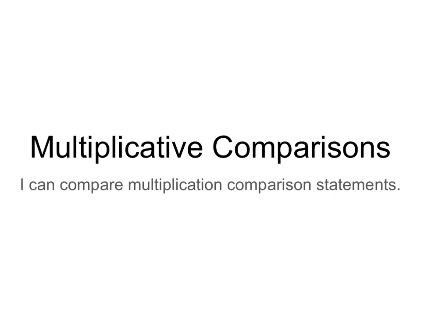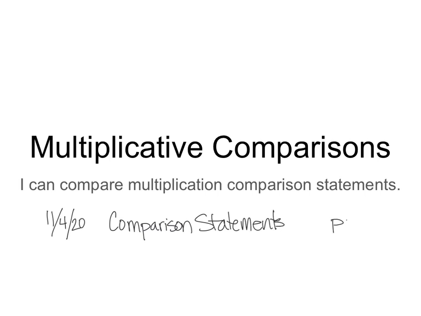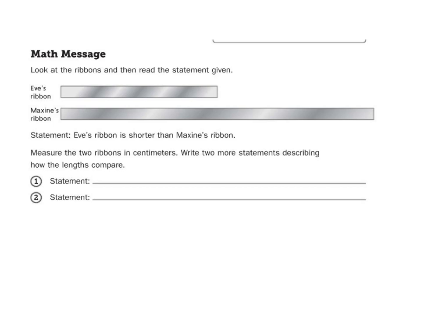Once you have your notebook, you're going to open up to the table of contents. Today's date is 11/4 of 2020. For your topic, you're going to write comparison statements. Then you will write down your page number, whatever one is correct for you. Then turn to your first blank page.